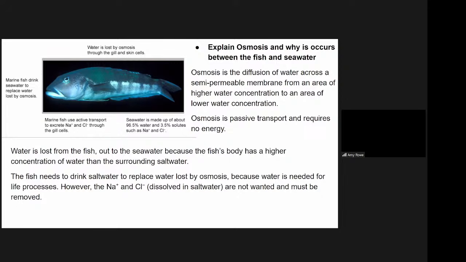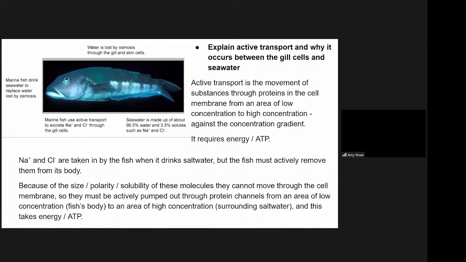However, when it drinks the seawater, it's also taking in the sodium ions and the chloride ions because those are dissolved in the seawater. However, these ions are not wanted in large concentrations, so they must be removed, which takes us to the next part of the question, which is to explain active transport and why it occurs between the gill cells and the seawater. And you'll notice from our fish diagram up here, it says that marine fish use active transport to excrete the sodium ions and the chloride ions through the gill cells.